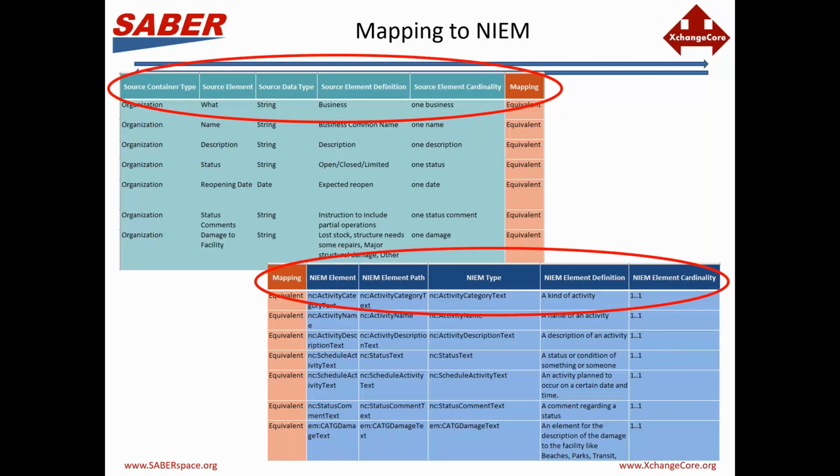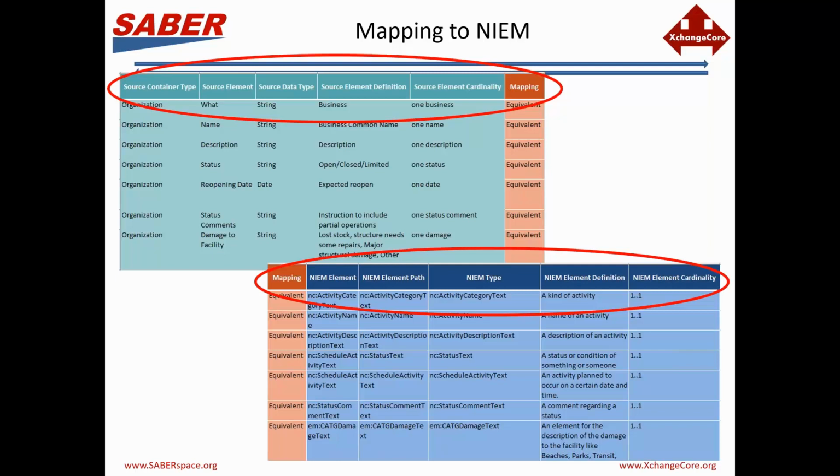Those are the words that, if I look at the data from SABER in its English language format, you see as the labels. The fourth column over is the definition. What is the business? Name is the business common name. Description, a description. Status, open, closed, limited. So those are the source elements: these are the words that I want you to use, status, and what fits in those words can be open or closed or limited. That's the English side of it. That's the original SABER side of it.